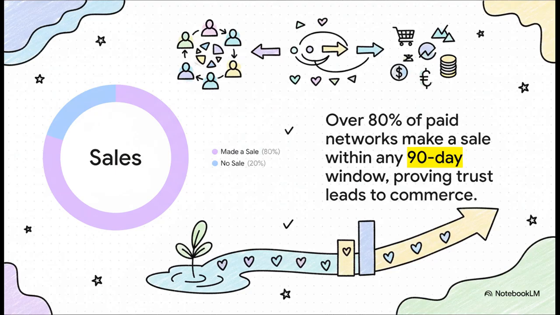And here's what really drives home just how sustainable this all is. Over 80% of these paid communities make a sale within any given 90-day window. And the reason for that is so simple, it's brilliant. Community is built on a foundation of trust. And trust, as we all know, is the ultimate driver of commerce.